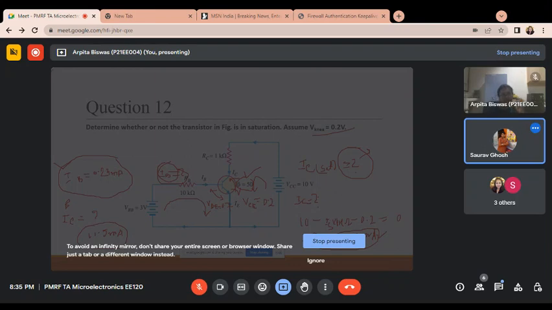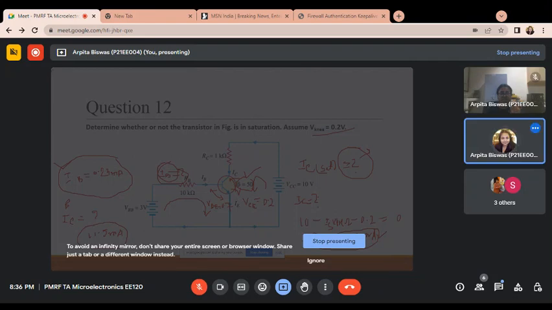Okay, first we have to find out IC saturation, when the transistor is in saturation. So we are getting some IC saturation current. Now what we have done here is find out the input current IB, and then from the given beta value we calculate the IC value, and then we compare that.